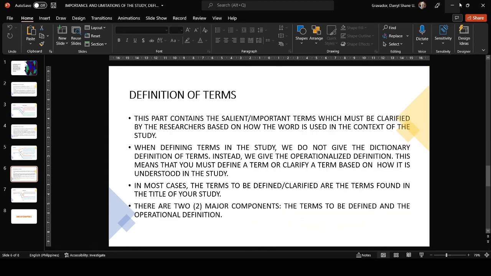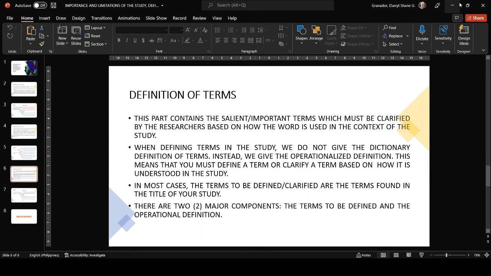Okay, the last component of chapter 1 is your definition of terms. Now, this part contains the salient or the important terms which must be clarified by the researchers based on how the word is used in the context of the study. So when defining the terms in your research, keep in mind that we do not use the dictionary definition. Instead, we provide the operational definition.